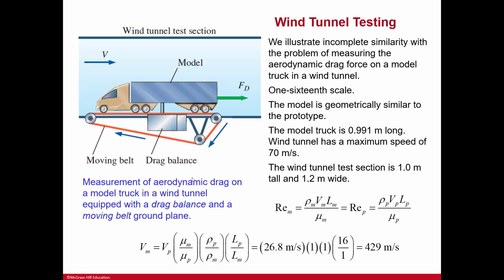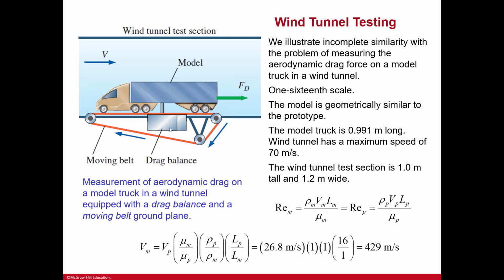Here's wind tunnel testing. So here's a moving belt. It's a semi, which is a model. So it'll be a scaled model. You have a velocity, you have some force, and you have a moving belt. And then you have a drag balance. Okay? And this is the measurement of the aerodynamic drag on a model truck in a wind tunnel. And it's equipped with a drag balance and a moving belt ground plane. And so that way it can simulate it moving on the ground, right?